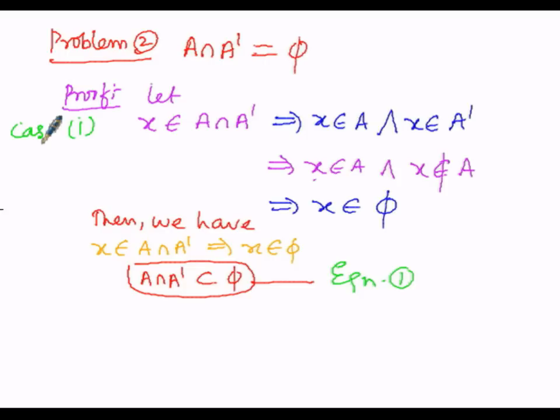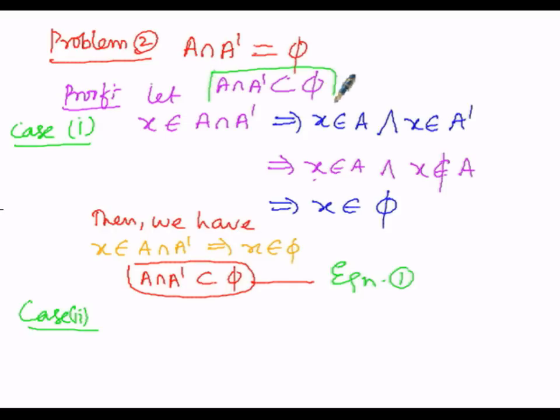Now in case number 2, we have to prove the reverse. In case number 1, we proved that A intersection A dash is a subset of phi. In case number 2, we have to prove in a reverse manner, that is, phi must be a subset of A intersection A dash. So here, phi is a subset of A intersection A dash.